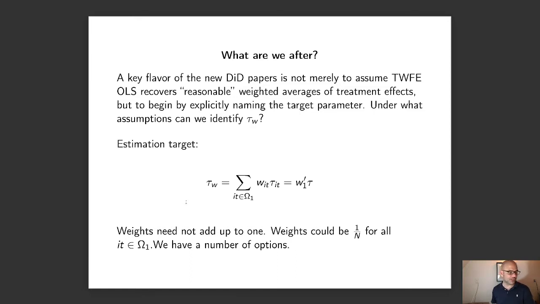The estimation targets are usually an average treatment effect on the treated, but it'll be a weighted average of individual level treatment effects. So they're going to get individual level treatment effects and they're going to weight them. But the problem is weights don't have to add up. Oh, sorry, no. You don't have to have the weights add up to 1. We have a number of options, but this is what we're after.